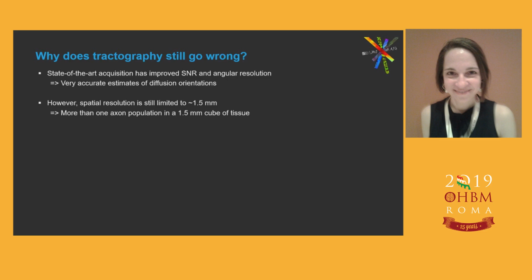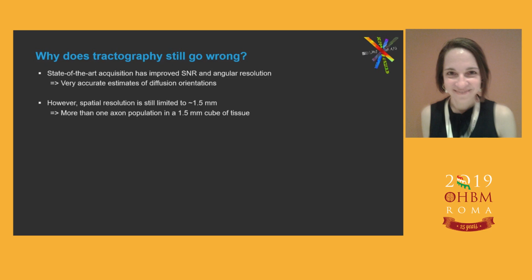So why does tractography still get things wrong? We have these brand new scanners with ultra high gradients. We have highly accelerated sequences, so we're able to collect data at much higher resolutions, higher b-values, higher SNR than ever before. So we can get very accurate estimates of diffusion orientations. However, our spatial resolution is still somewhere in the scale of about 1.5 millimeters at best in vivo.